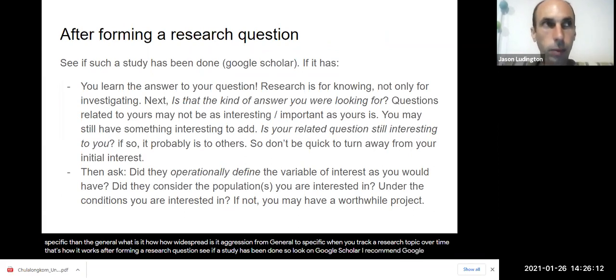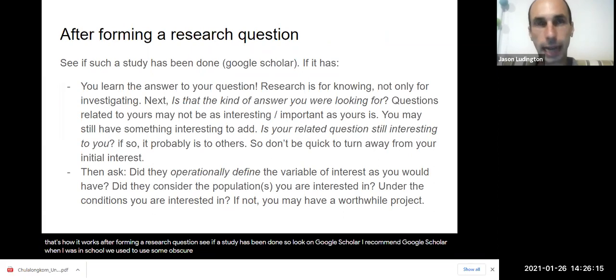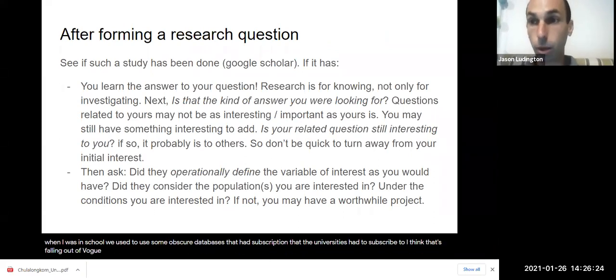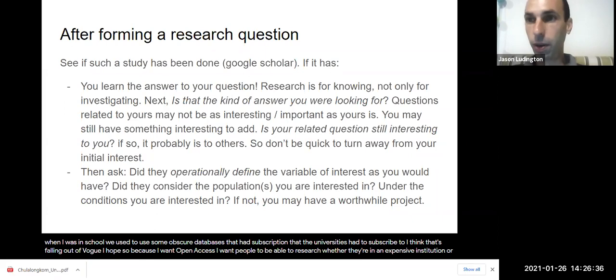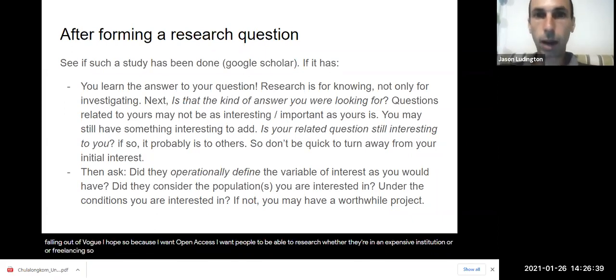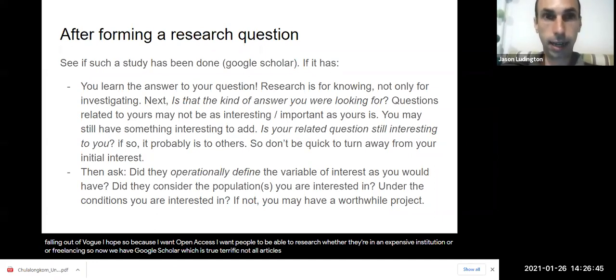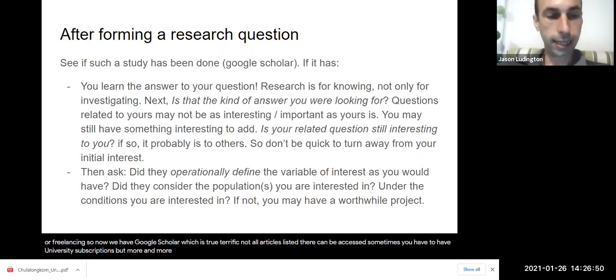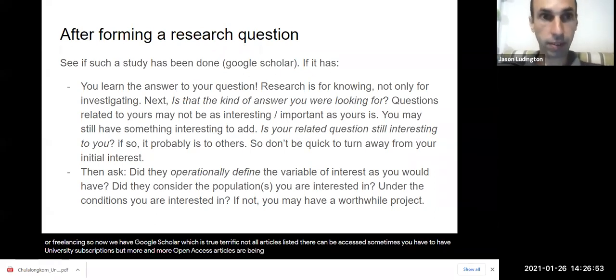I recommend Google Scholar. When I was in school, we used to use some obscure databases that had subscriptions that the universities had to subscribe to. I think that's falling out of vogue. I hope so, because I want open access. I want people to be able to research, whether they're in an expensive institution or freelancing. So now we have Google Scholar, which is terrific. Not all articles listed there can be accessed. Sometimes you have to have university subscriptions, but more and more open access articles are being made available.